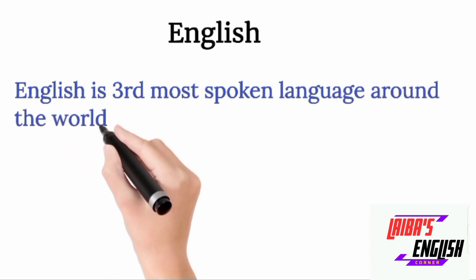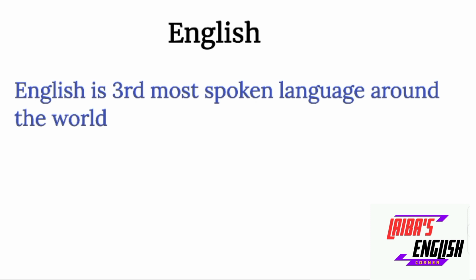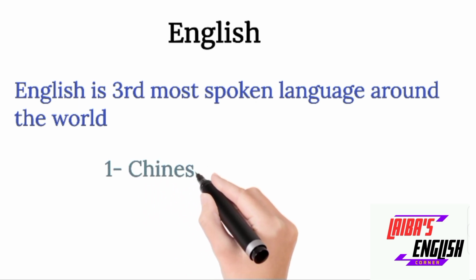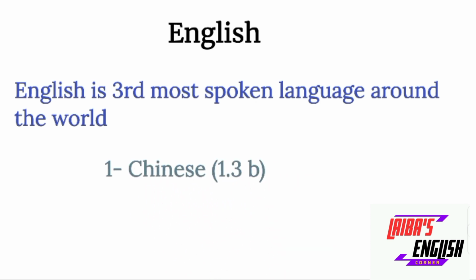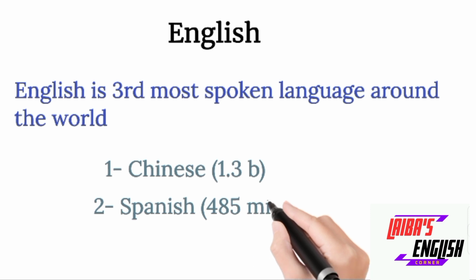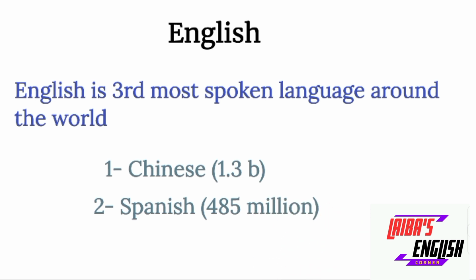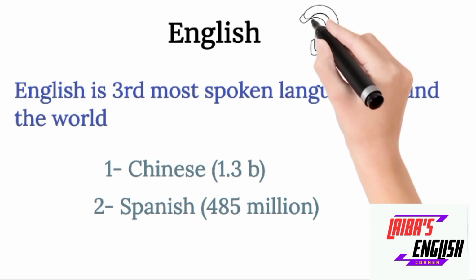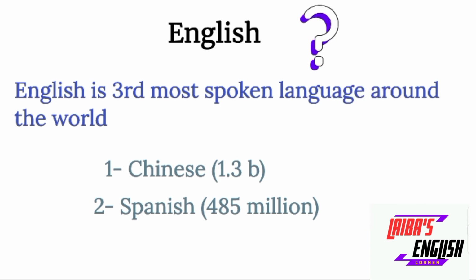But according to the facts, English is the third most spoken language around the world. First position is taken by Chinese. The Chinese language is spoken by almost 1.3 billion people around the world. And second position is Spanish. Almost 485 million people speak Spanish around the world. English got third position with almost 373 million people who speak English around the world.